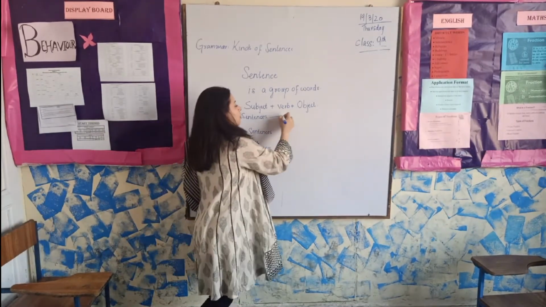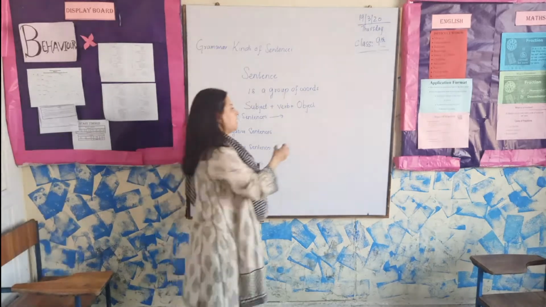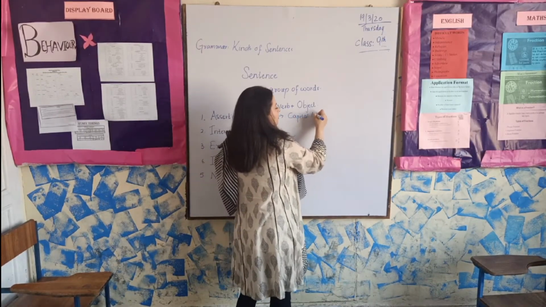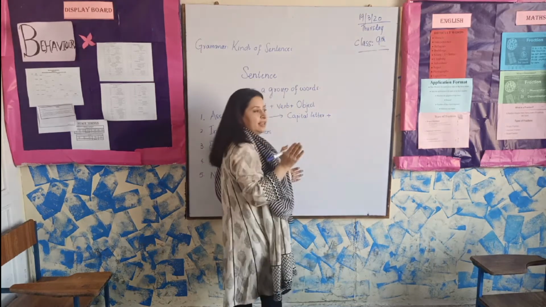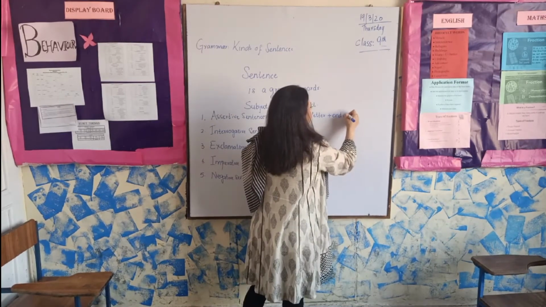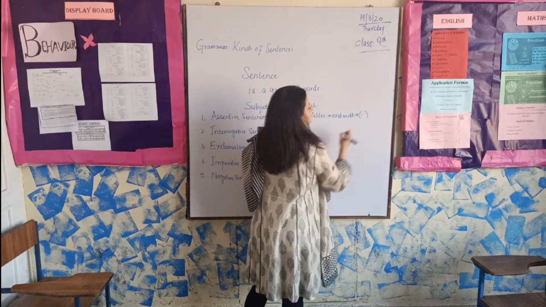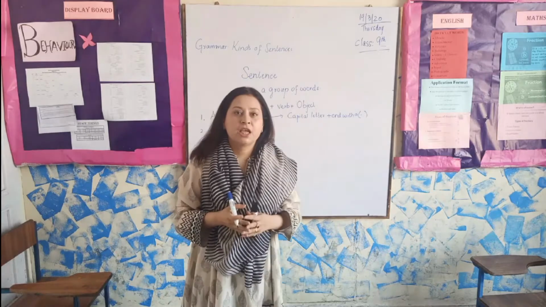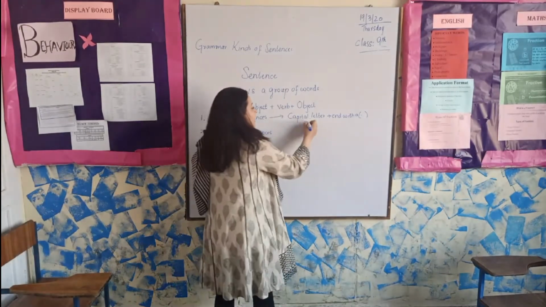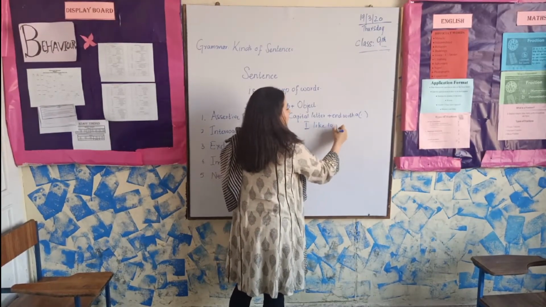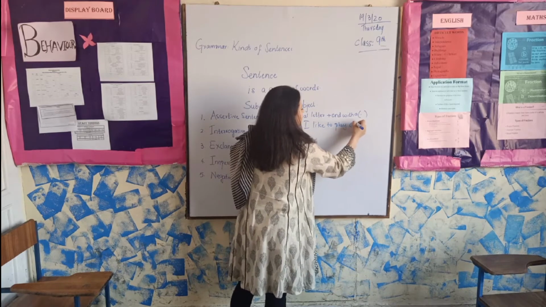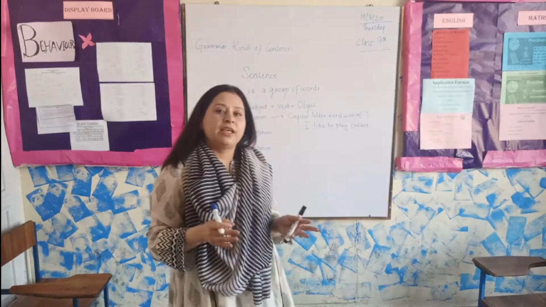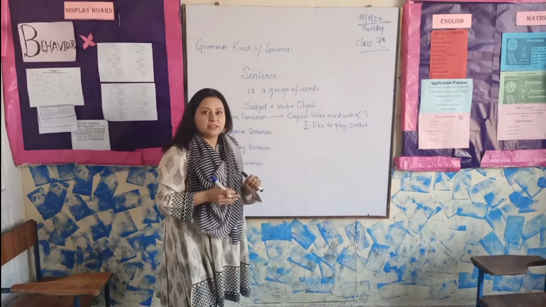Assertive sentences are all the sentences that begin with a capital letter and end with a full stop. Now, assertive sentences are all the answer sentences in which a claim is made. I like to play cricket. It's an assertive sentence. It doesn't ask a question. It doesn't express a feeling. It doesn't have a negative word in it. So, it's called an assertive sentence.